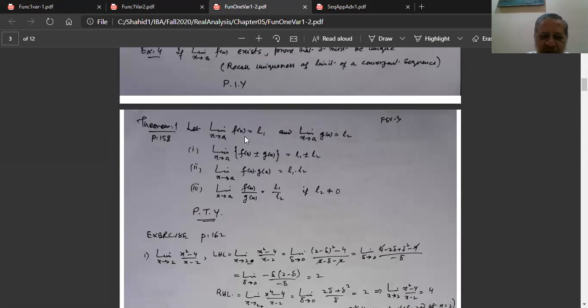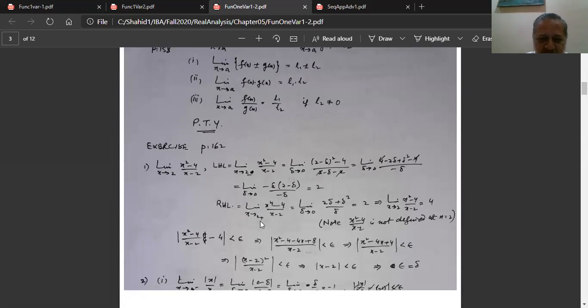Then if you have a function whose limit is L1 when x approaches A, and another function whose limit is L2 as x approaches A, we can prove these results. I leave this for you, prove it yourself. You can find these proofs in elementary calculus books as well as the book that we are currently considering.